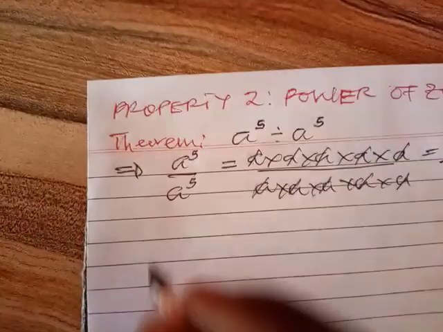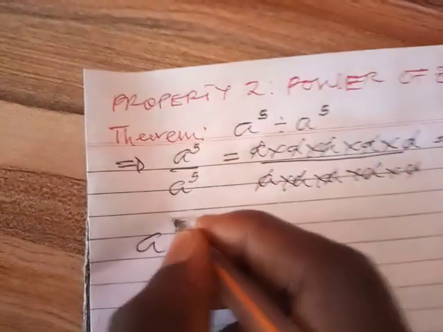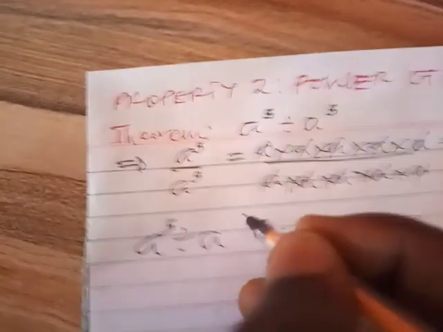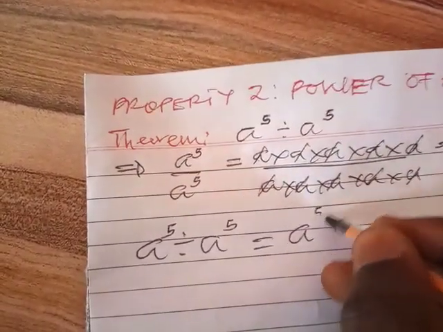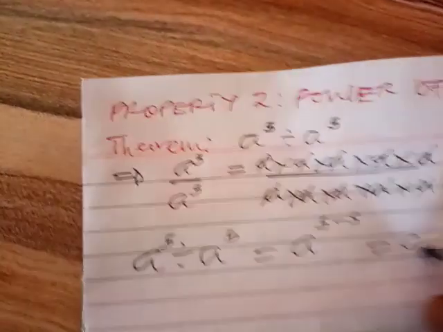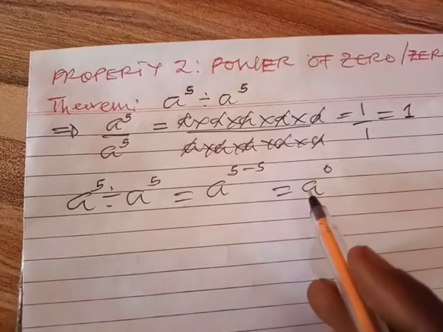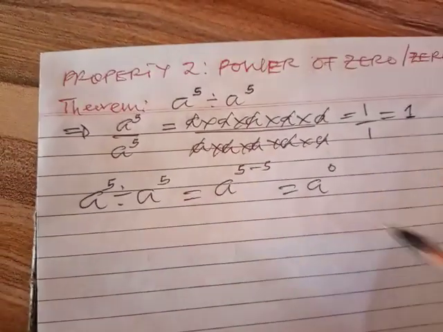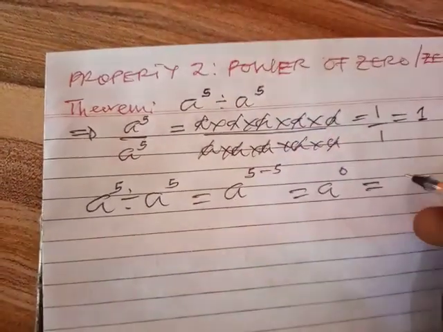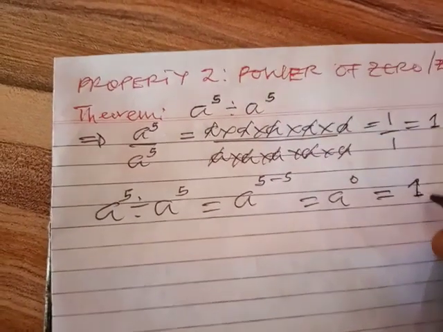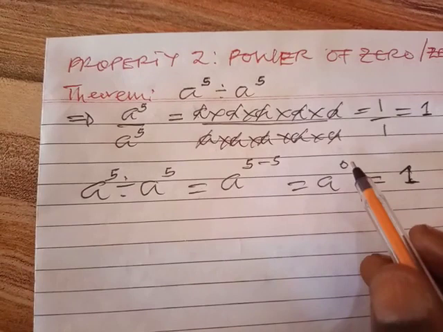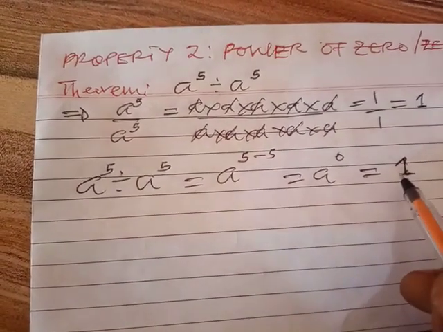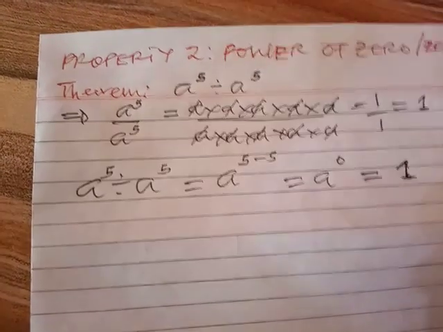On that note, what we're trying to say is that if you have a^5 divided by another a^5, which is the same as a^(5-5), we get a^0. If this is what is happening, and this problem led us to 1, then we can also say that a^0 gives you 1. So what we usually say is that any non-zero number raised to the power 0 is 1.